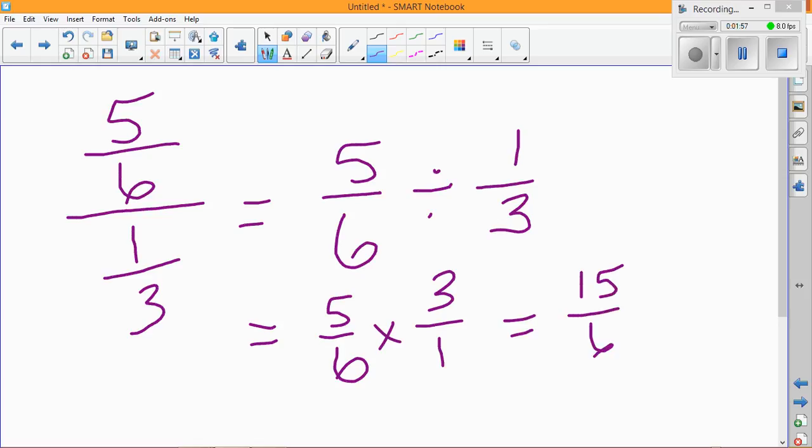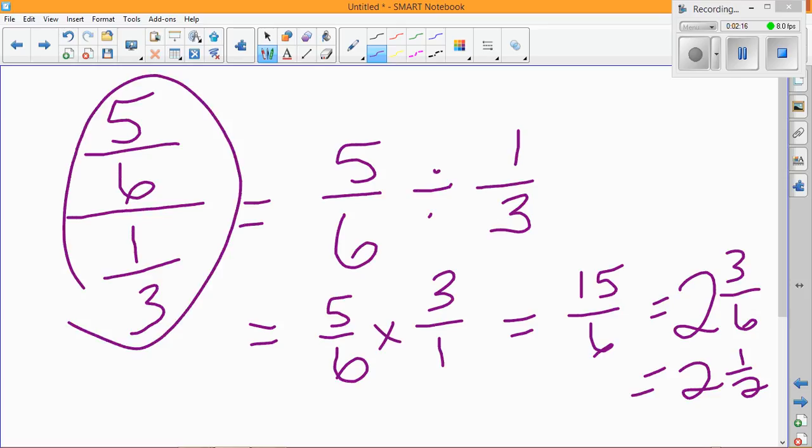And we end up with 15/6, which can be reduced to 2. And so 6 times 2 is 12. We have 3 left over. 2 and 3/6. And we know that 3/6 is the same as 1/2. So 2 and 1/2. So this big, scary, complicated looking beginning fraction actually is equal to 2.5. And that could be any kind of rate. It could be miles per hour, words per minute. Doesn't matter. It's 2.5.